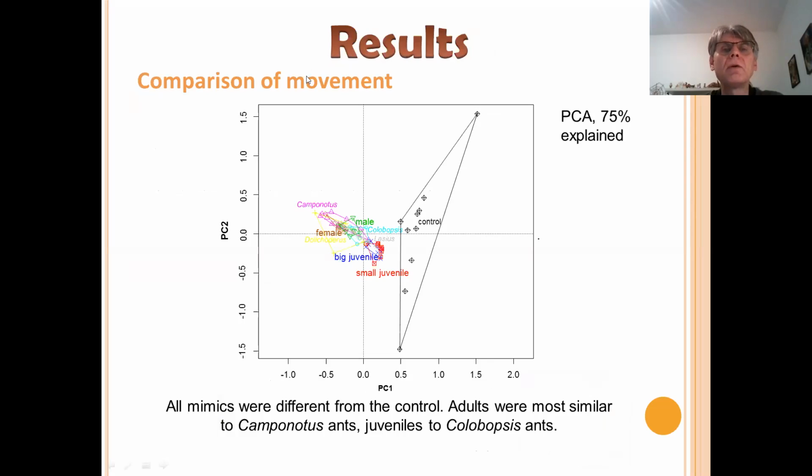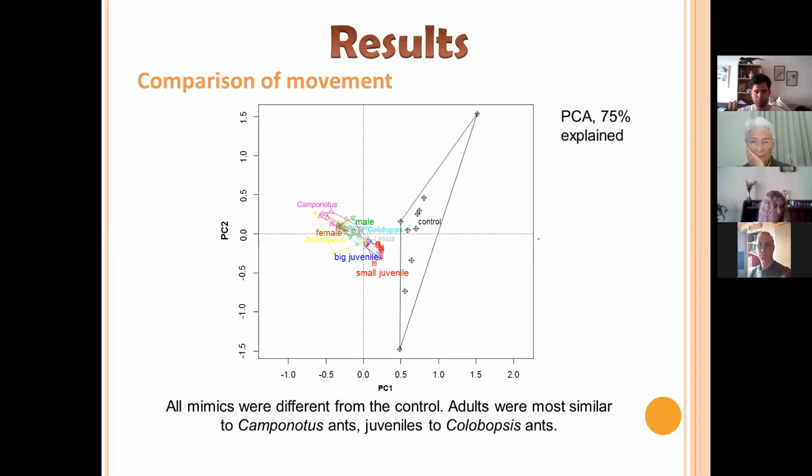So first, we look at the comparison of the movement. We use principal component analysis to visualize in ordination space the similarity between the mimics and the models. So this means 4 different mimetic stages: small juveniles, big juveniles, adult females, and adult males, and 4 different ant species: Camponotus, Colobopsis, then Dolichoderus, and Lasius. And as a control, we use non-mimicking spider species of the same family.